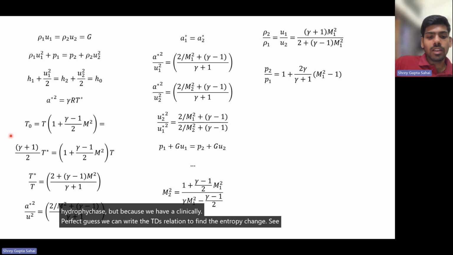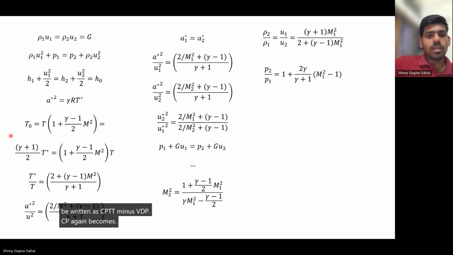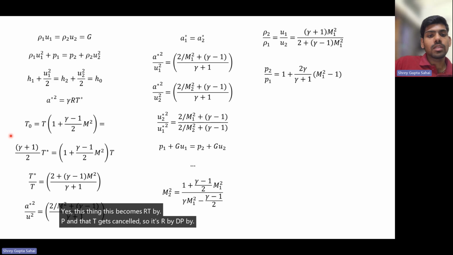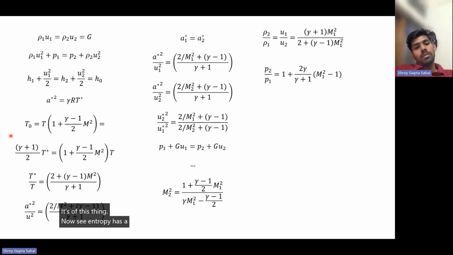See, TDS relation can be written as CP minus VdP. CP again becomes gamma R by gamma minus 1. Then you take this down to write as this thing. This becomes RT by P, and that T gets cancelled, so it's the R by dP by P of this thing. Now, see, entropy has a unit. What is the entropy's units?